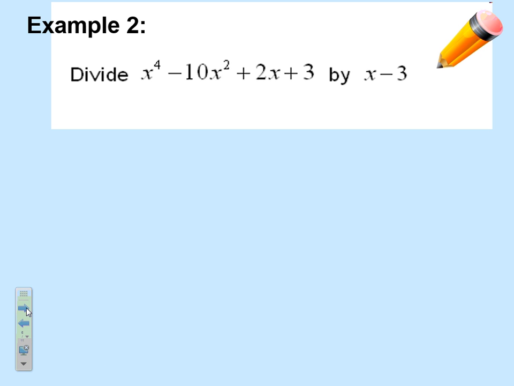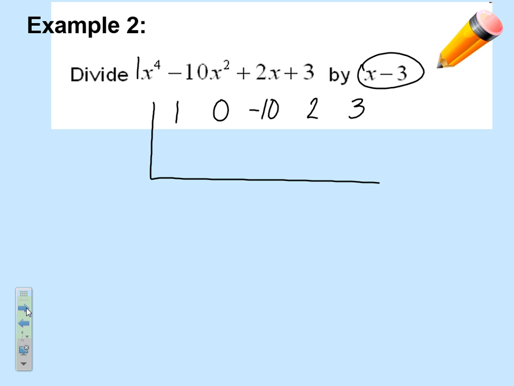We're going to go ahead and set it up. We set up our synthetic. The numbers in the problem, I have a 1x to the 4th. I have no x to the 3rd, so I'm going to put a 0 there. Negative 10x squared, 2 x's, 3 for the regular number there. And I'm dividing by x minus 3. That means I'm going to put a positive 3, the solution to that guy, out there.